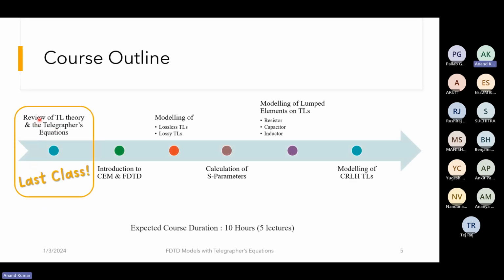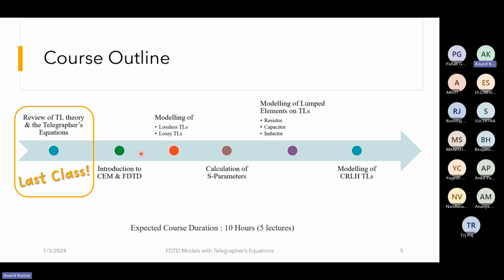The last class we covered the review of transmission line theory and the telegrapher's equations. We usually have a revision of the previous class, but since this was very basic and I had asked you to go through the textbook, if you have any questions, you can come back to them, but we won't look at them now. Whatever we discussed, some of it will be very useful in the next few classes while we write the codes.